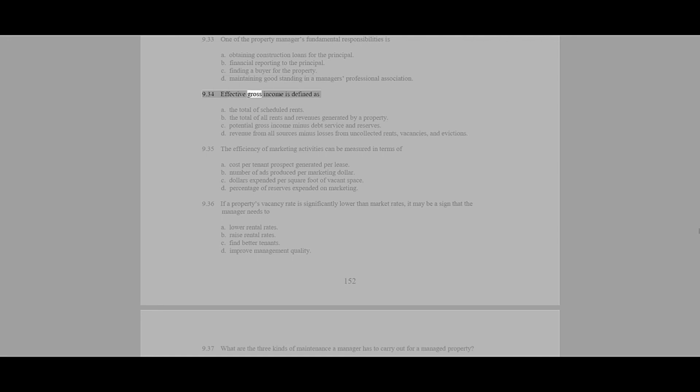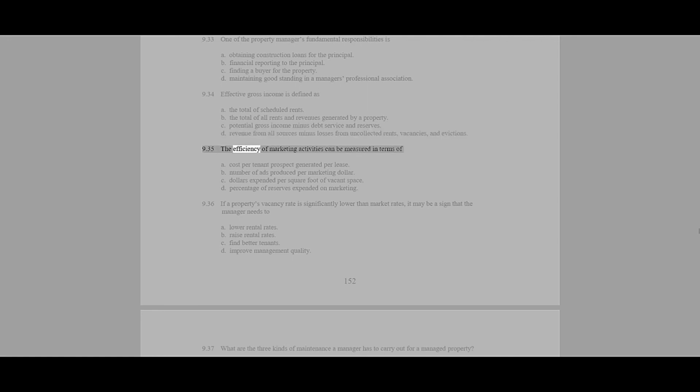9.34 Effective gross income is defined as A. The total of scheduled rents. B. The total of all rents and revenues generated by a property. C. Potential gross income minus debt service and reserves. D. Revenue from all sources minus losses from uncollected rents, vacancies, and evictions.